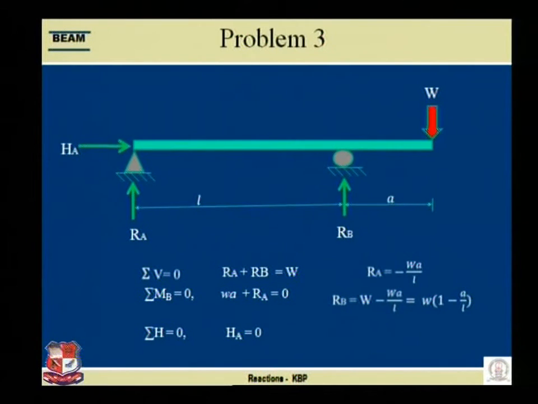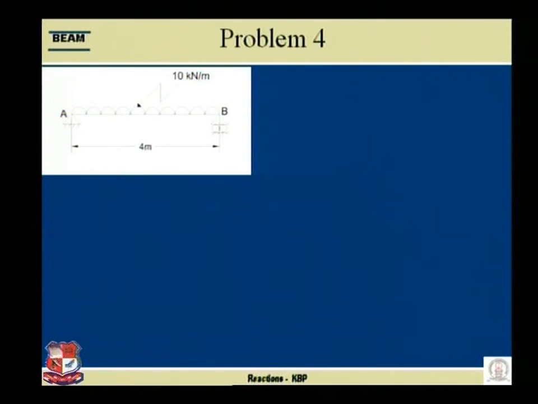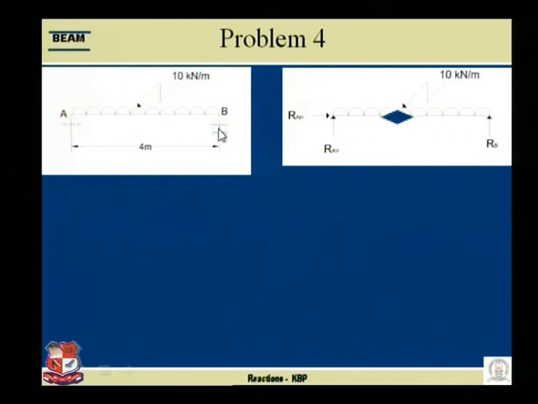Next problem, number 4. A beam with UDL, simply supported beam is there, subjected to 10 kN per meter. UDL is acting along the length of the beam, 4 meter. See, this is the hinge connection, this is the roller connection. So I have to redraw the figure with all the forces, which creates RAH and RAV, two reactions, and RB over here.